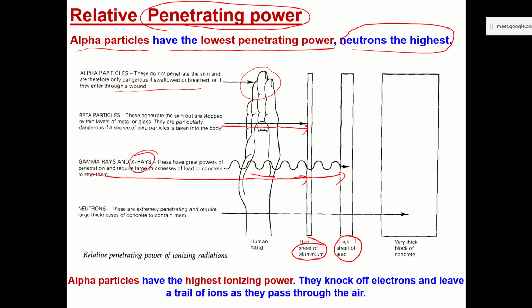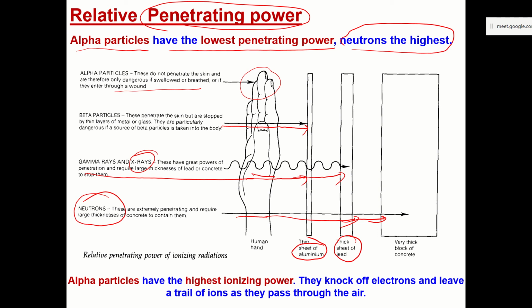But if you have a beam of neutrons, it is very penetrating. It is not stopped by a human hand. It is not stopped by a thin sheet of aluminium. It is also not stopped by a thick sheet of lead. It can only be stopped by a very thick block of concrete. So this slide summarizes the penetration effect of all these radiations that come from the nucleus.